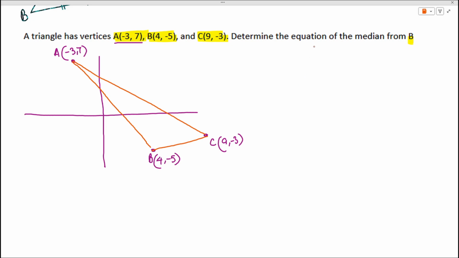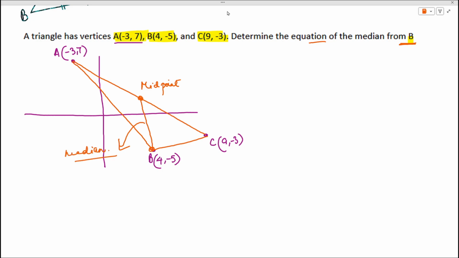Now we have to find the equation of the median from the point B. So this is our point B. If we have to draw the median, it means the line segment AC will be divided into two equal parts. So let us say this is the midpoint. And when we connect these two, this is our required median.